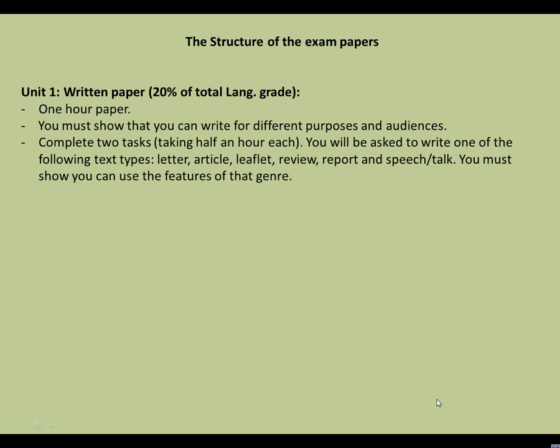It is 1 hour. The main aims in this exam are you need to show that you can write for different purposes and audiences, so adult, young children, inform, persuade, advise. You've got two tasks to complete in that hour. Obviously that means that you will have half an hour each. You're looking to complete either a letter, an article, a leaflet, review, report, or speech or talk.